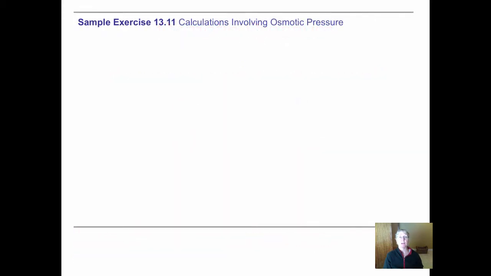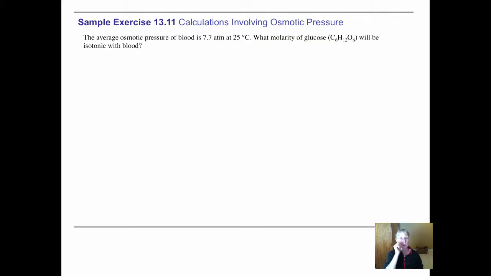Here's our sample exercise 13.11. Please use this for any of the questions that you have on osmotic pressure in your worksheets. The question says, the average osmotic pressure of blood, notice they're measured in atmospheres, is 7.7 at 25 degrees Celsius.